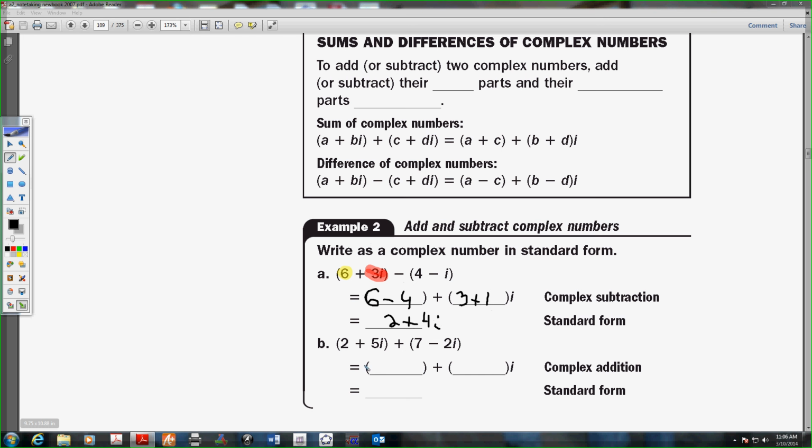The second example is just the same thing again. It's going to be 2, which is the real part, plus the other real part, which is 7. So it's plus 7. And then we have 5 plus negative 2. Remember, plus times the negative, so it's subtracting 2. So then we have 2 plus 7 is 9, plus 3i, and that is our complex number in standard form.